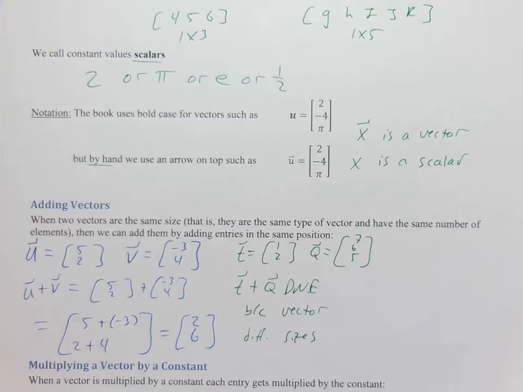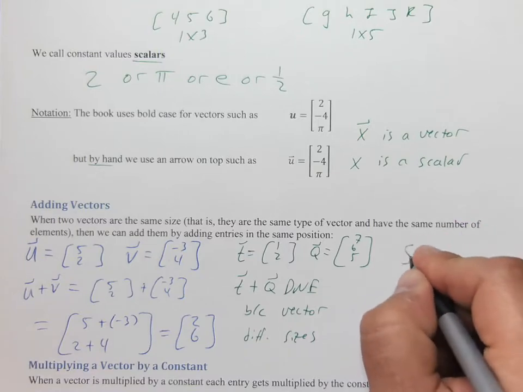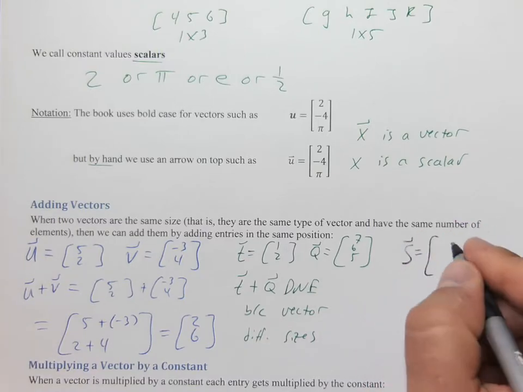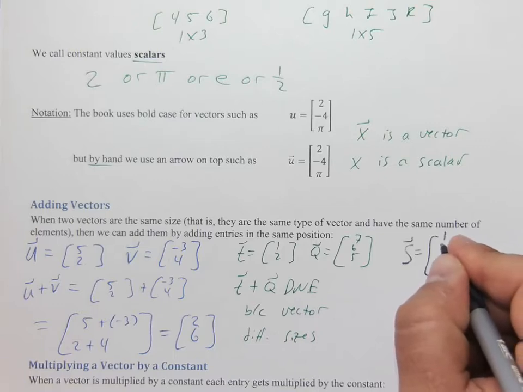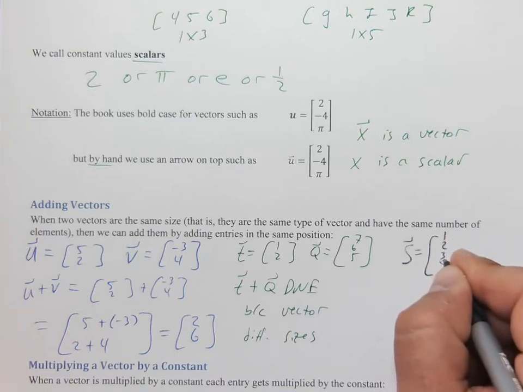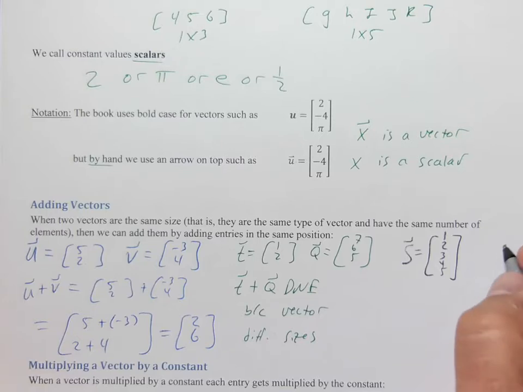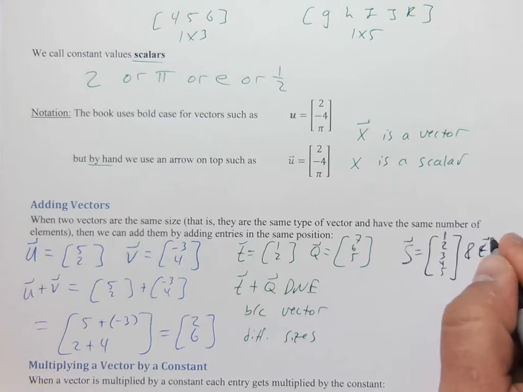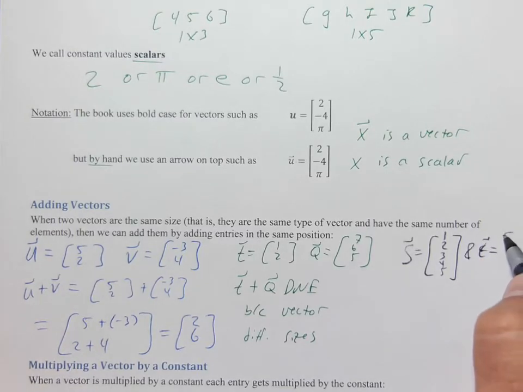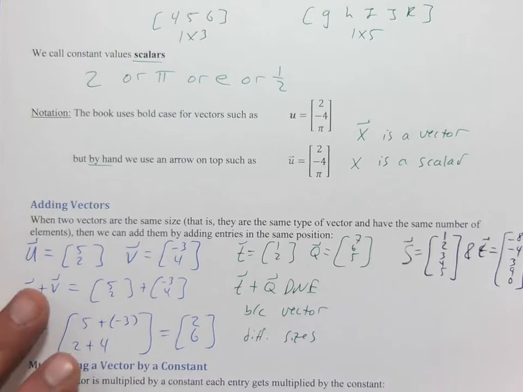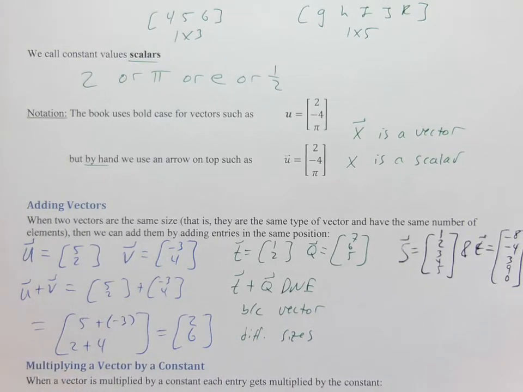Just to see if this is making sense and to drive home that concept, I usually like to ask people to give one a try. So if S was this 5 by 1 vector, let's just make it 1, 2, 3, 4, 5. And let's let T be another 5 by 1, minus 8, minus 4, 3, 9, 0. We should be able to easily write down S plus T.